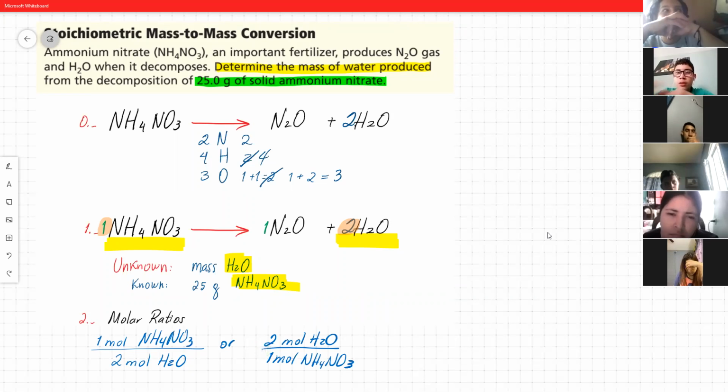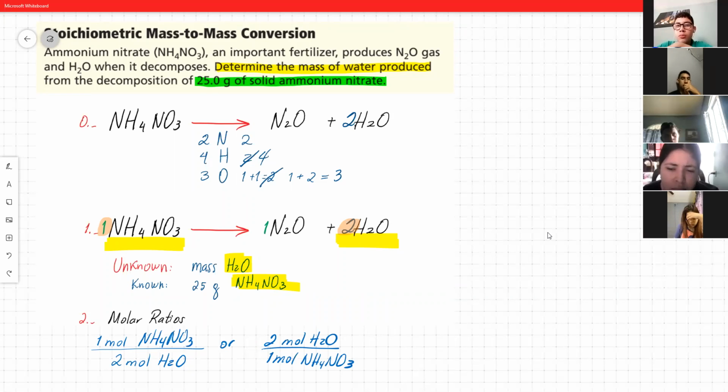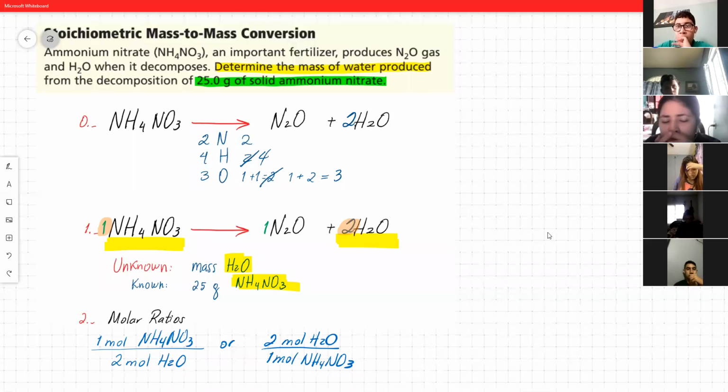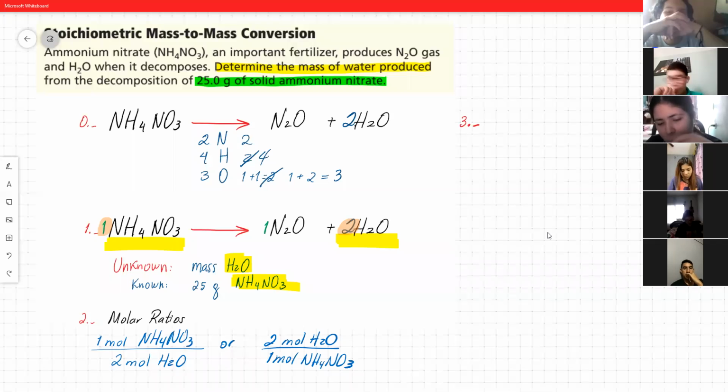From the molar ratios, I can move to the next step, that is the molar masses. But what molar masses? Honestly, I get all the molar masses because I like to do it, okay? But you only need them for the substances that are in the problem. So you need to get the molar mass of ammonium nitrate and the molar mass of water.